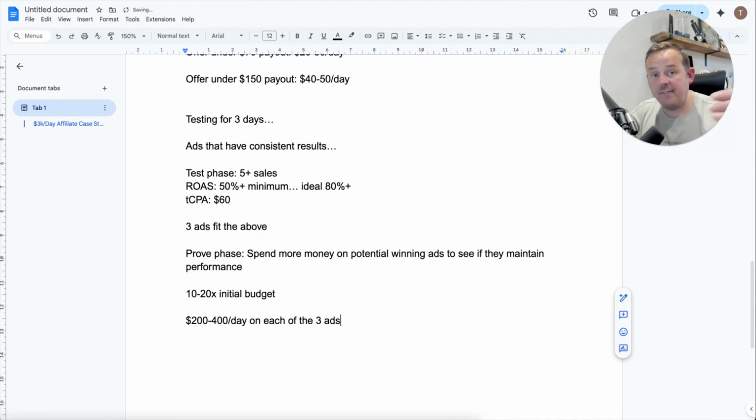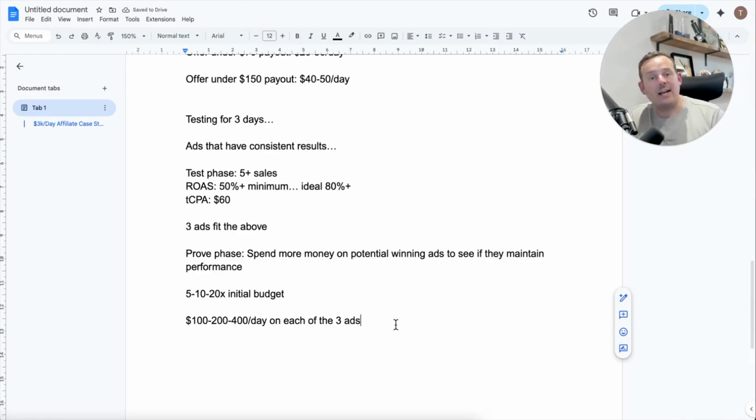Now, if you don't have that budget, that's fine. You just work out what you can afford to spend, right? It could be 5x. So it doesn't have to be 10x. You could do 5, 10, or 20x. And 5x would be what? $100, right? If it was a $20 budget. So $100 to $200 to $400 a day on each of the 3 ads.